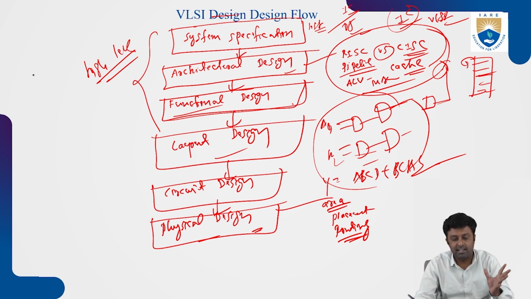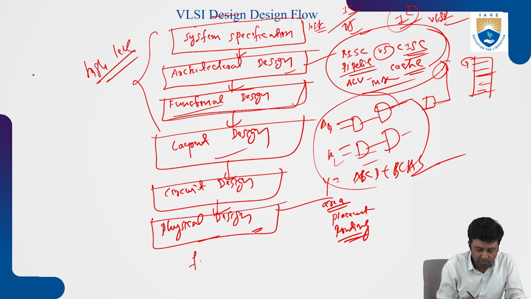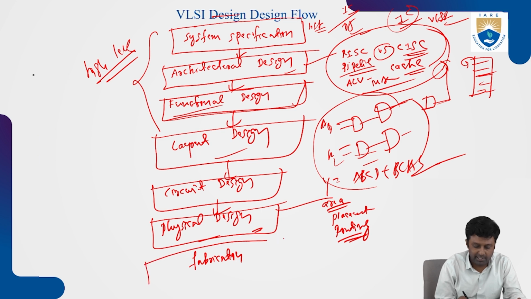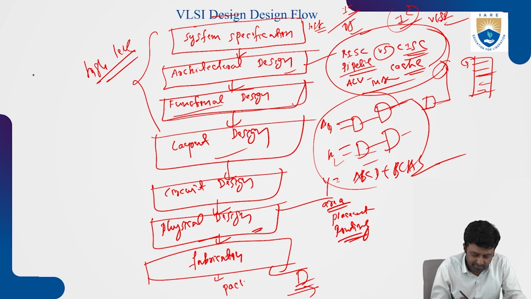Once all this complete design is done, once the physical design is done, this file will be given for fabrication to the factory. That process we call fabrication. We'll be sending all this file to the factory for the fabrication. That is called the fabrication process. Once the fabrication is done and the IC is ready, the final step we'll be doing is packaging and testing.